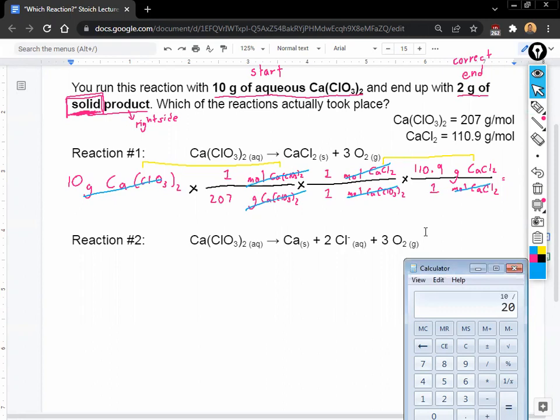Start with 10, divide by the numbers on the bottom, and multiply the numbers on the top. So you should do 10 divided by 207 times 110.9. Should get a final answer of 5.357. It's going to be 5.357 grams of CaCl2. That's your answer for this problem.